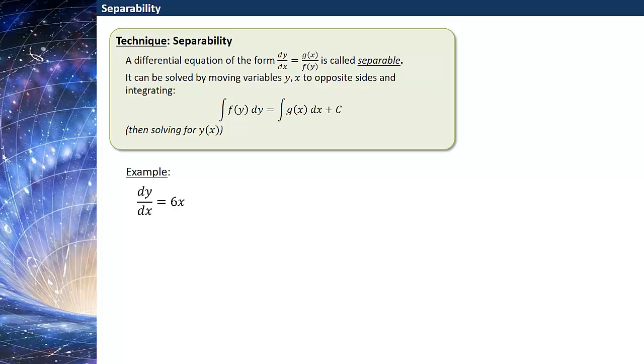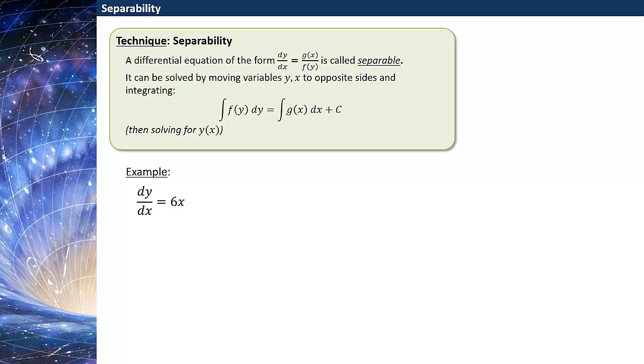And it can be solved by moving the variables related to x and y to opposite sides of the equation and then integrating. So in this example, I move the f(y) to the left, and I move dx to the right in the usual abuse of calculus that we do, and then we integrate both sides. Be sure to include an arbitrary constant when we're doing that indefinite integral. And then we solve for the solution y(x), and that'll give us the general solution to the differential equation. This makes a lot more sense when we talk about an example, so let's look at an example.